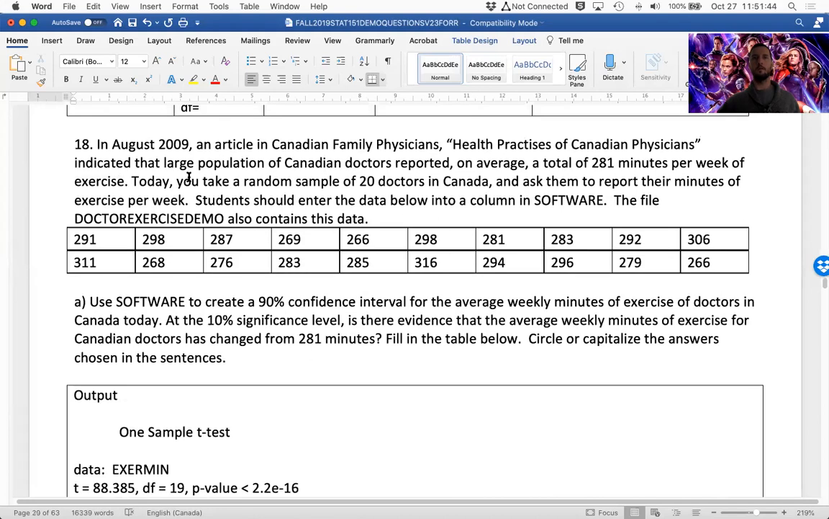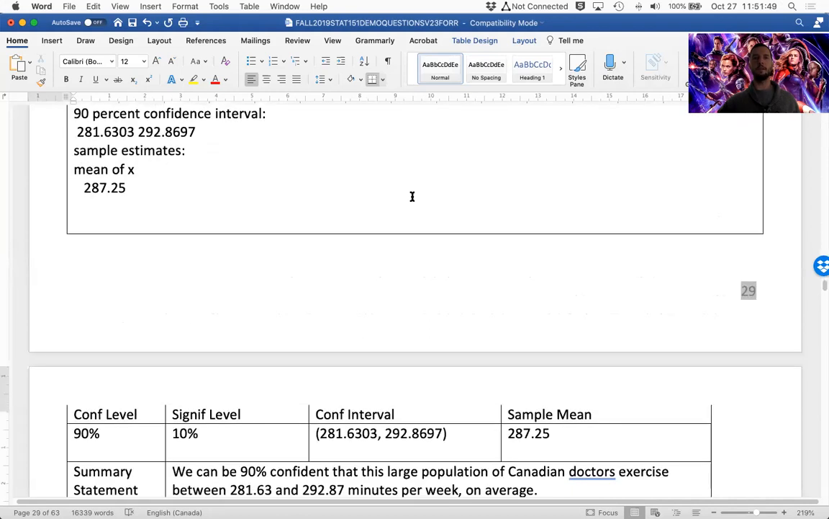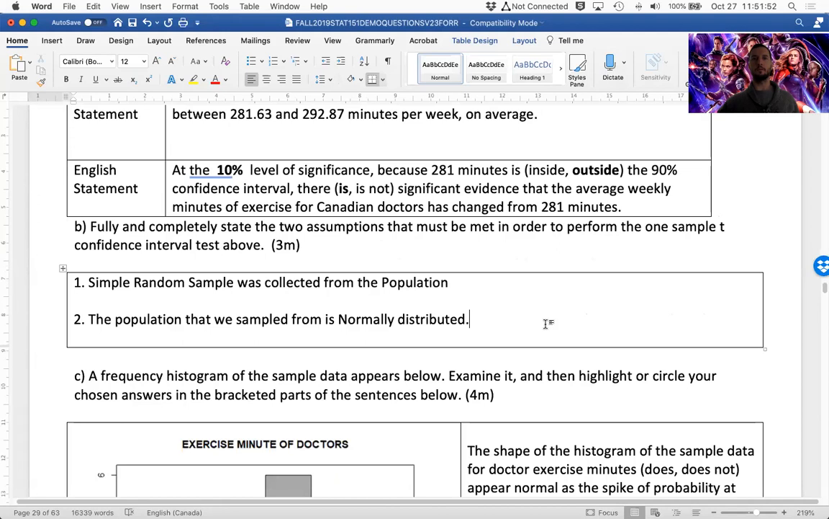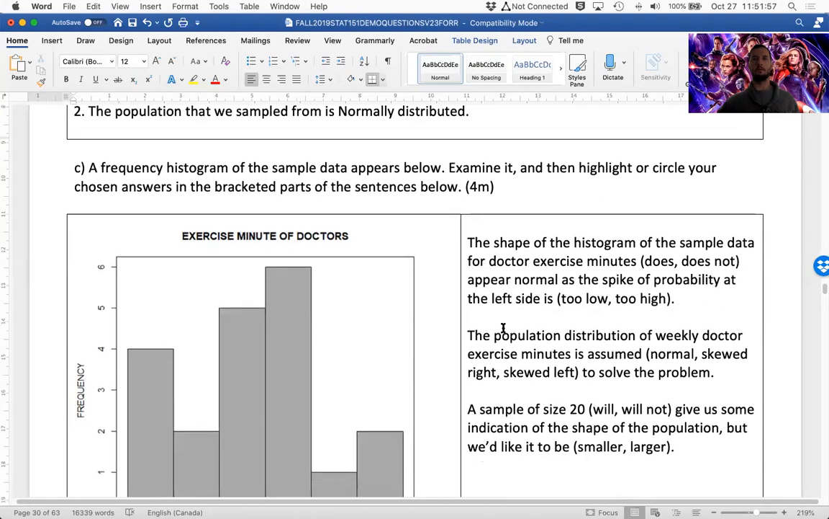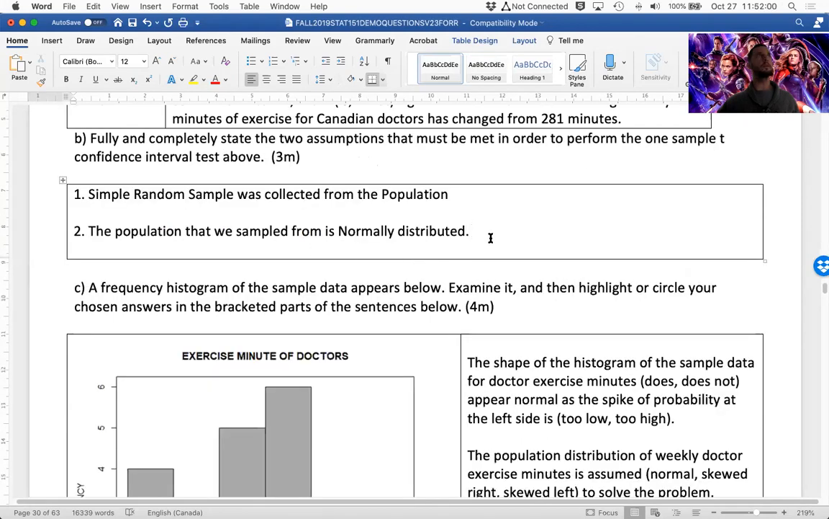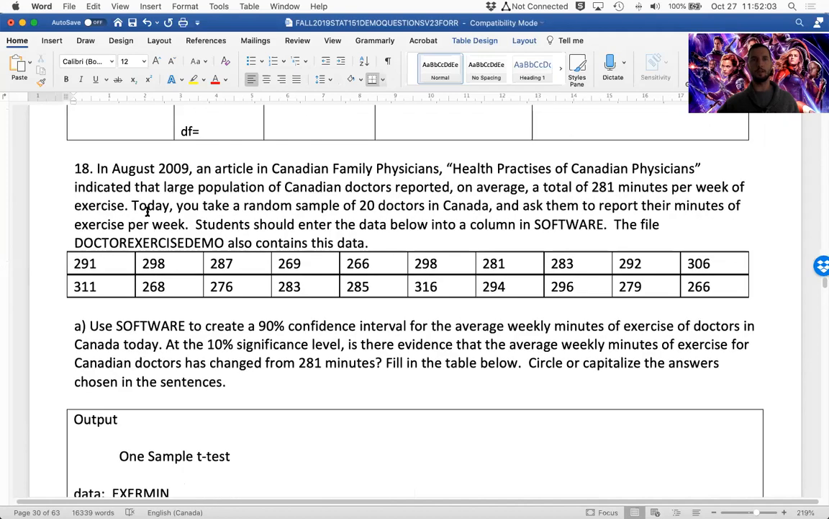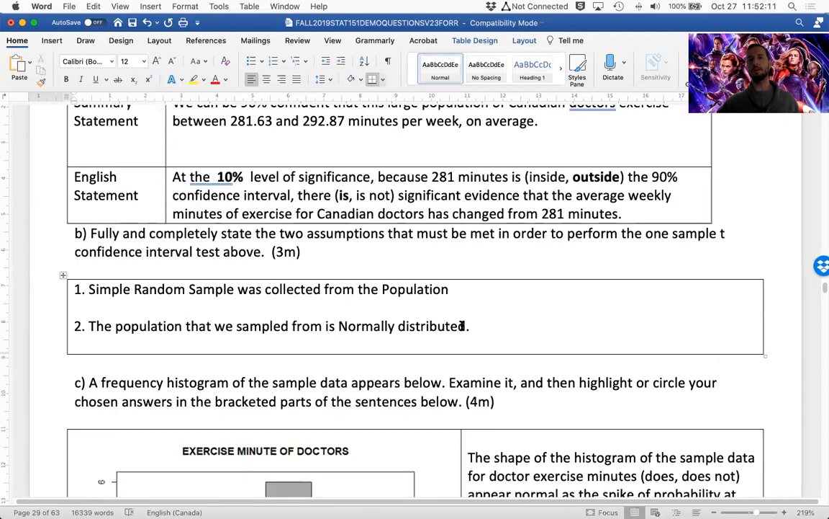All right, you can see that when we read the question, there's no evidence that the population is normal. There's no indication in the question. So when we read question 18 here, there's no indication that we actually sampled from a normal population. So we might have actually violated this second assumption. So we're not sure yet.